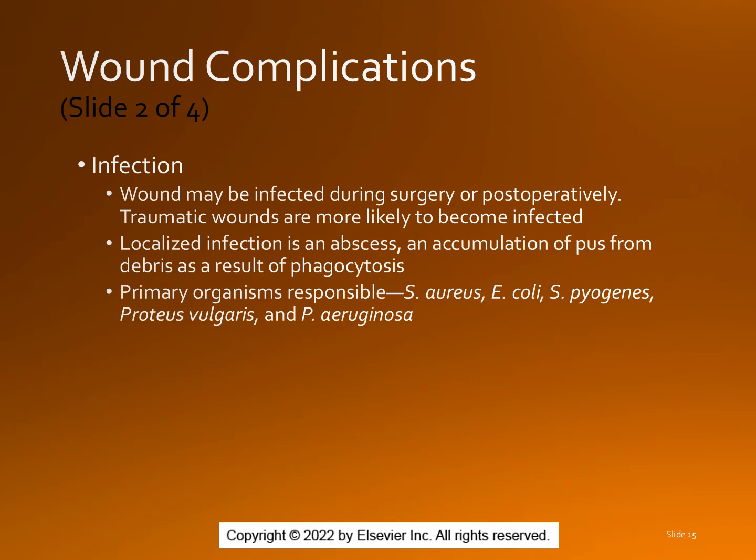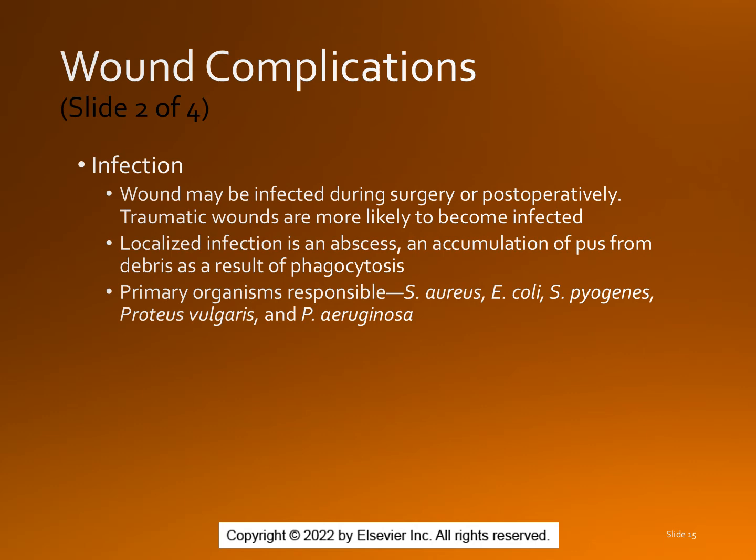A wound can be infected with microorganisms at the time of injury, during surgery, or postoperatively. Local signs that a wound is infected will include increased pain, redness, warmth in the surrounding tissues, and a purulent exudate, or pus. A localized infection called an abscess is an accumulation of purulent exudate made up of debris from phagocytosis when microorganisms have been present.